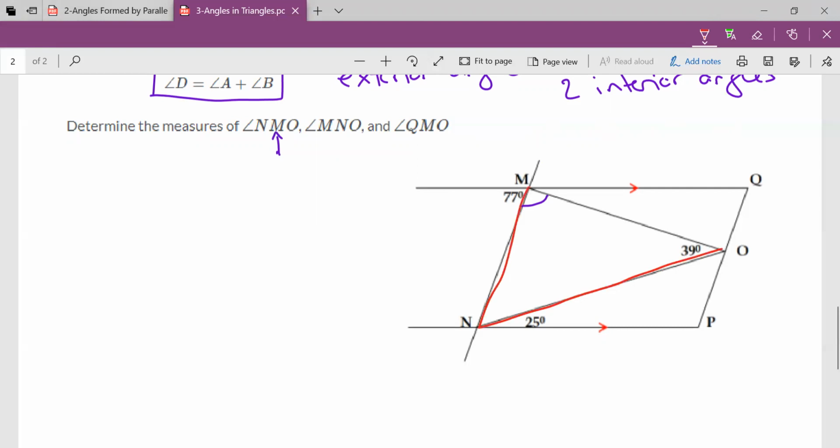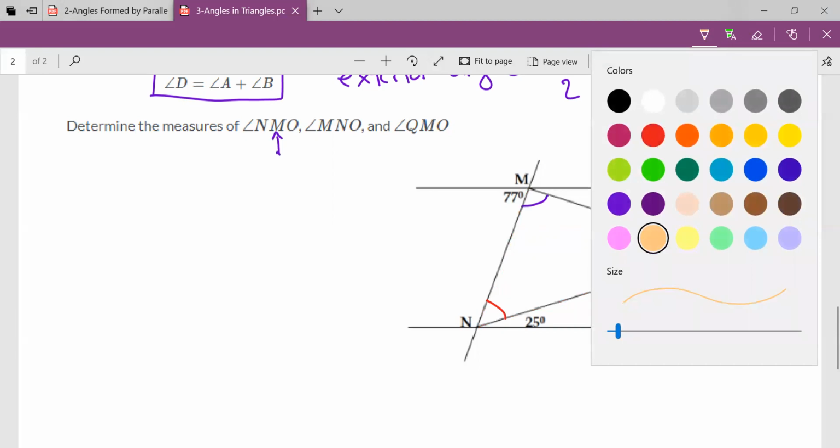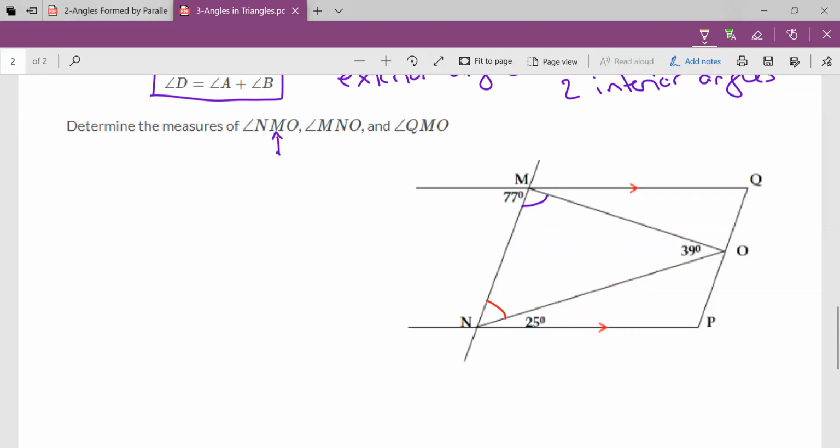So order matters. So we're looking for that one right there. And then we're looking for one more. We're looking for QMO. Okay, where's Q? QMO. So we're looking for that one right there. Okay, so we always want to know what we're looking for before we start the question.